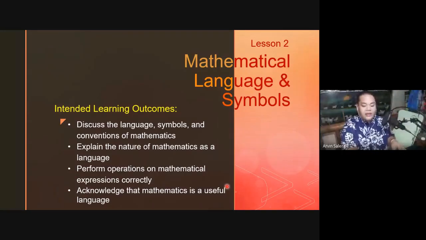Okay, so our topic for this evening is Lesson 2, Mathematical Language and Symbols, under Mathematics in the Modern World, the general education curriculum. The intended learning outcomes for this topic are: discuss the language, symbols, and conventions of mathematics, explain the nature of mathematics as a language, and perform operations and mathematical expressions correctly. Then, acknowledge that mathematics is a useful language.